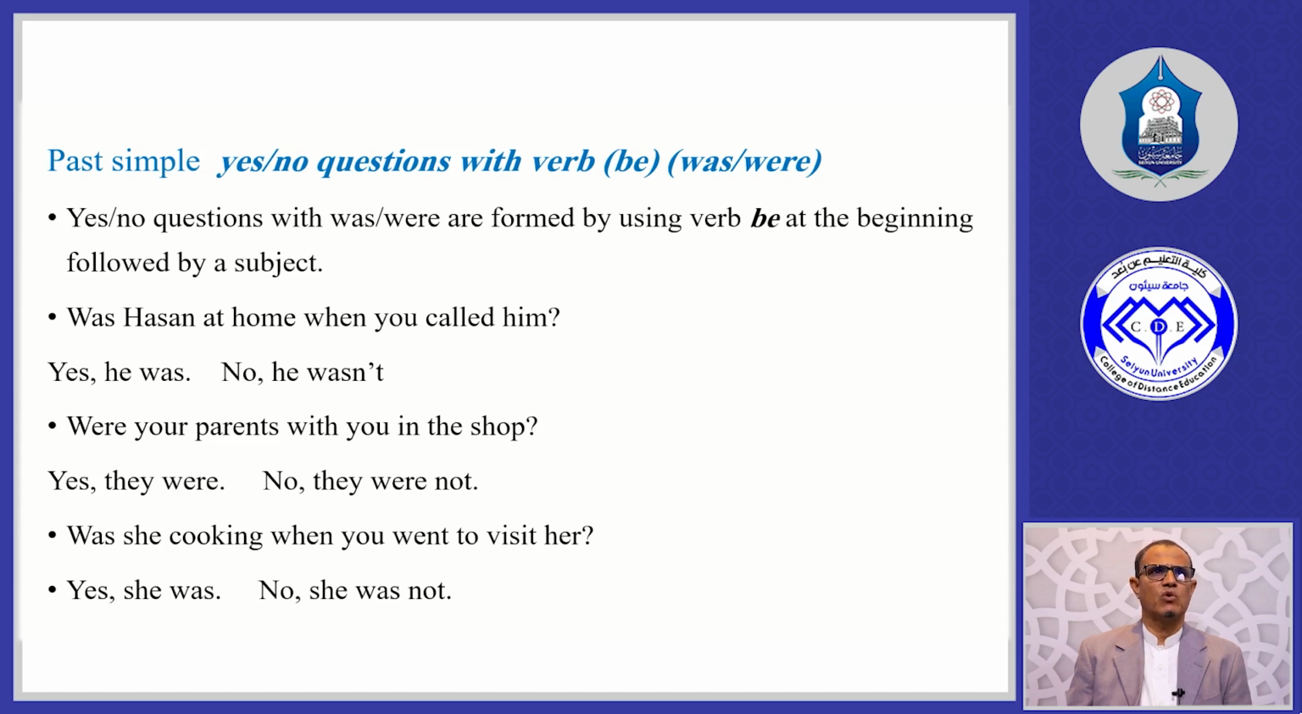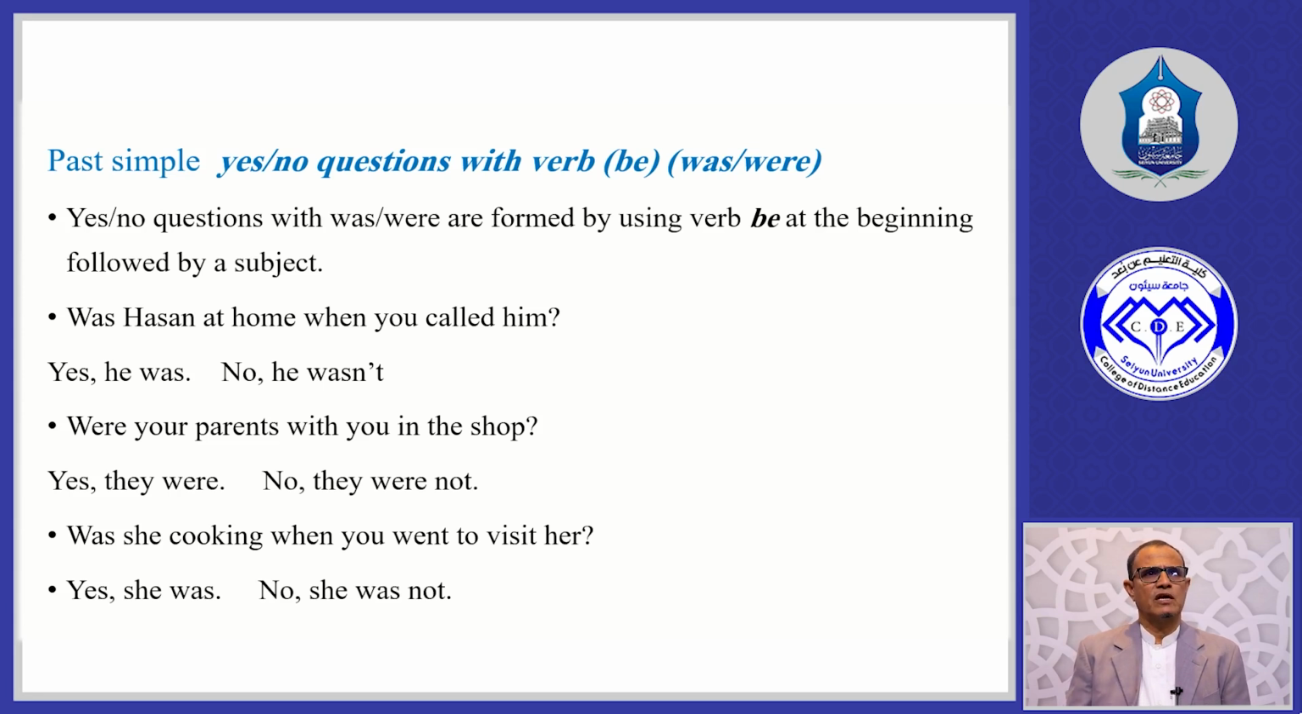For example, look, we have: was Hassan at home when you called him? Yes, he was, or no, he wasn't. So the answer can be yes, he was, or no, he wasn't. Usually questions using the verb to be at the beginning are yes/no questions, I mean the answer will be yes or no. Was Hassan at home? Yes, he was, or no, he wasn't. Was she in her room when you came? No, she wasn't, or yes, she was. So the answer should be yes or no, because the question was formed by using the verb to be.